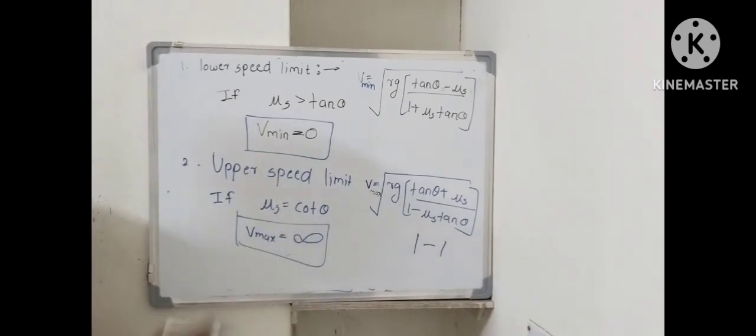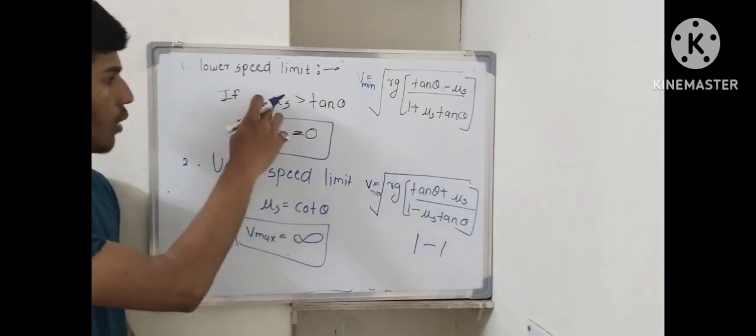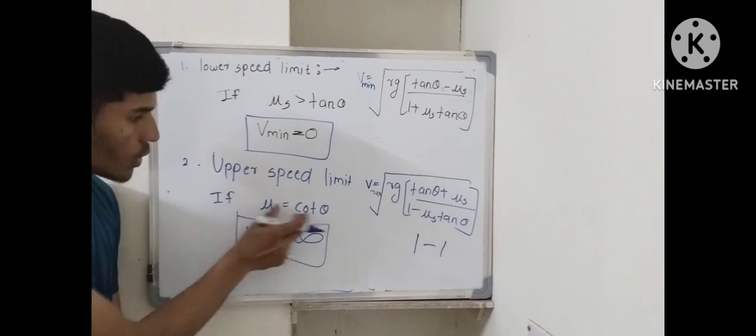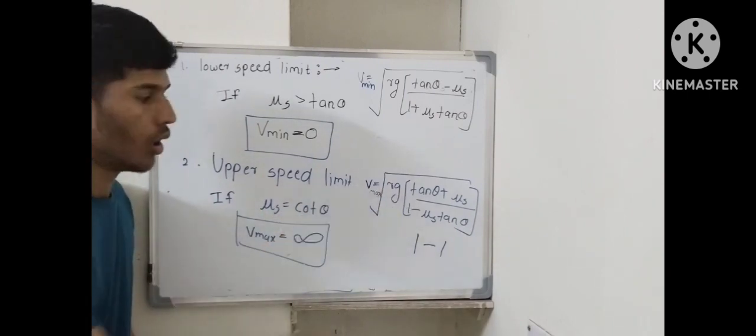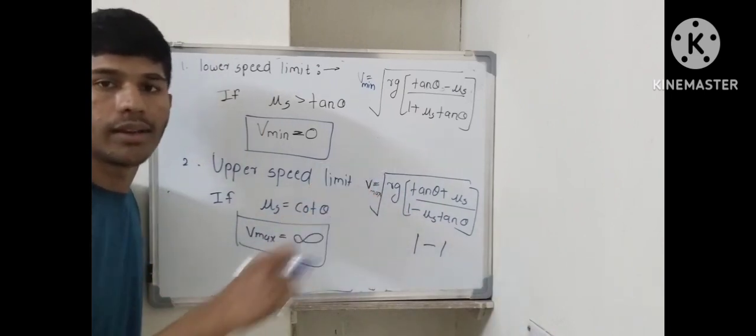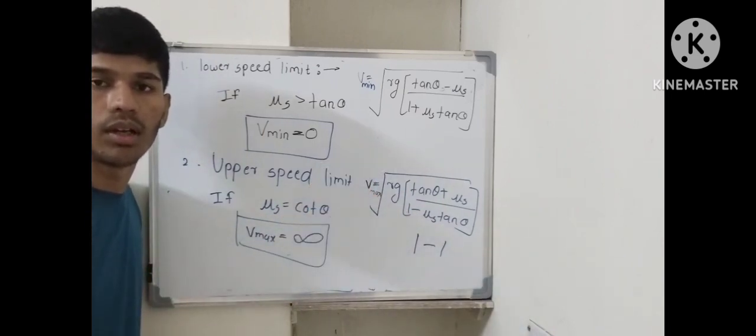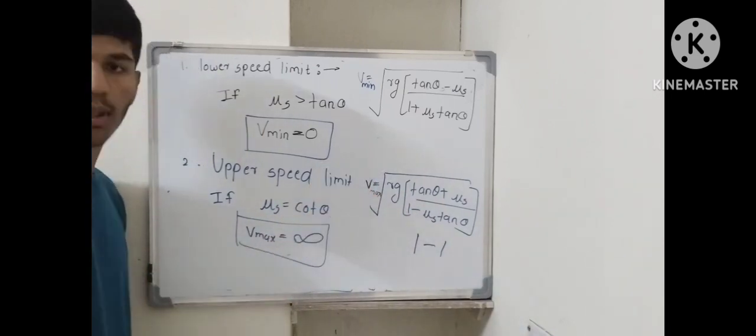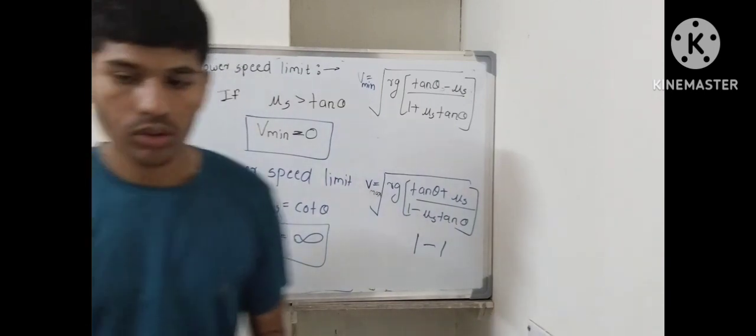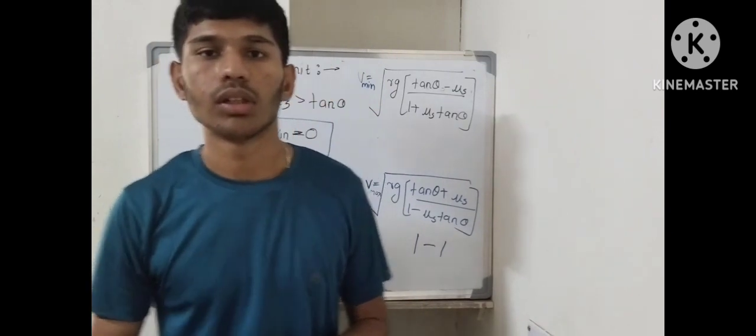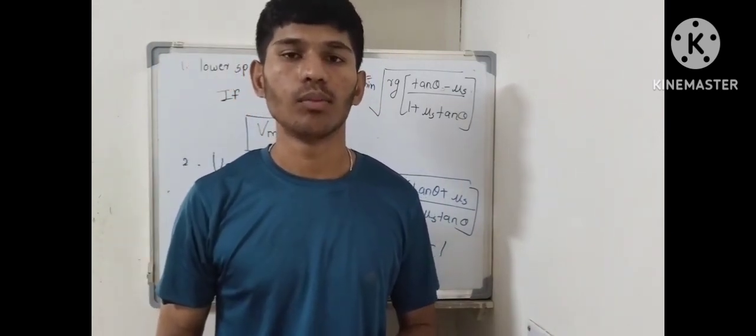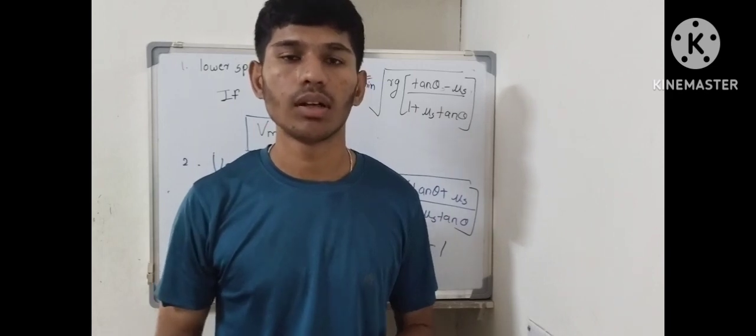These two conditions are more important. अगर mu s greater than tan theta, then V minimum will be 0. And if mu s is equal to cot theta, tan theta will get cancelled, 1 minus 1 is 0. Anything upon 0 will be infinity. So V max will be infinity. So we have finished half of our lesson and we'll move towards the further one.